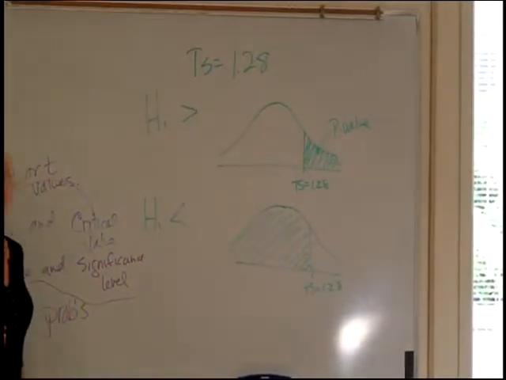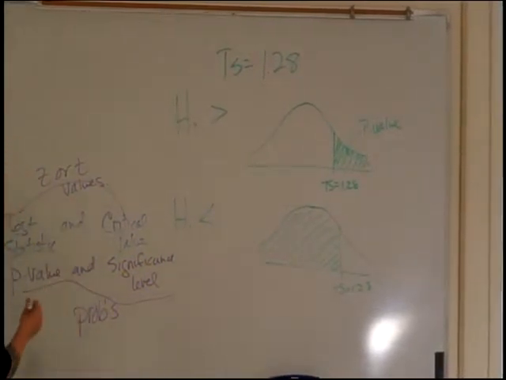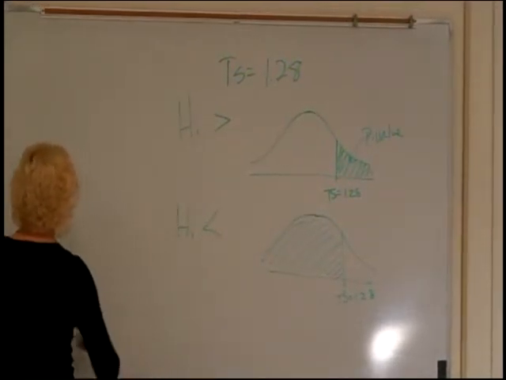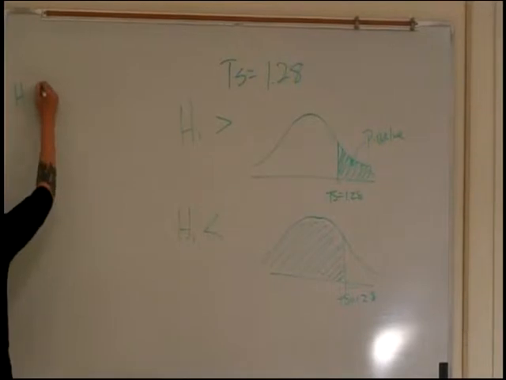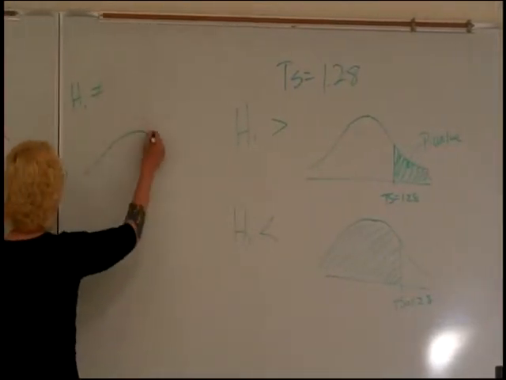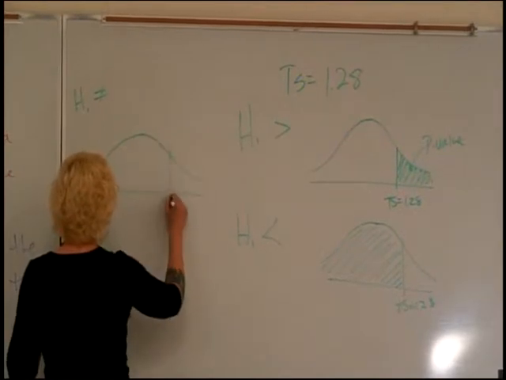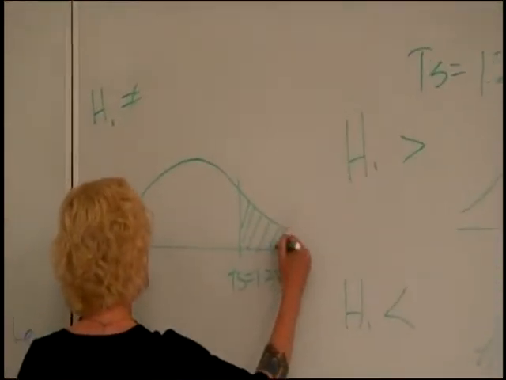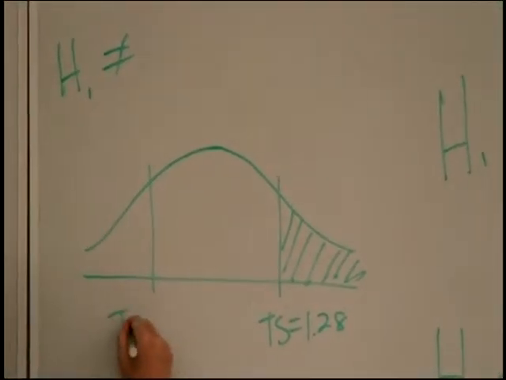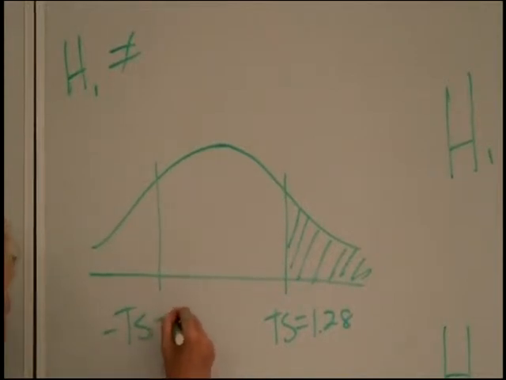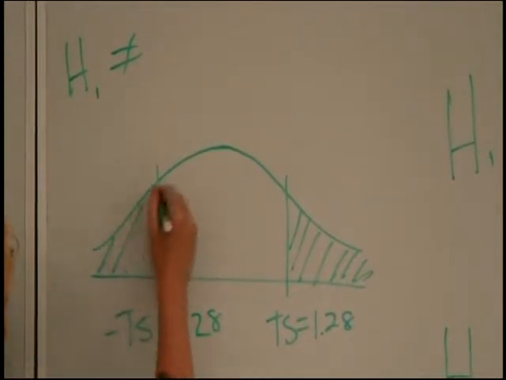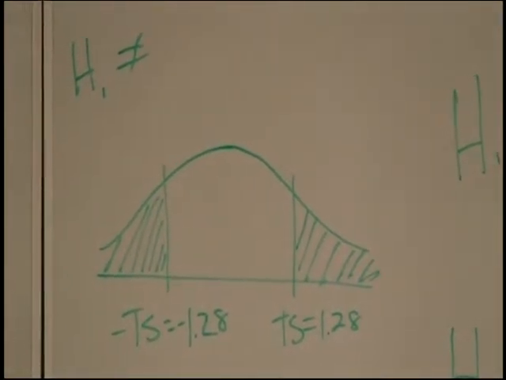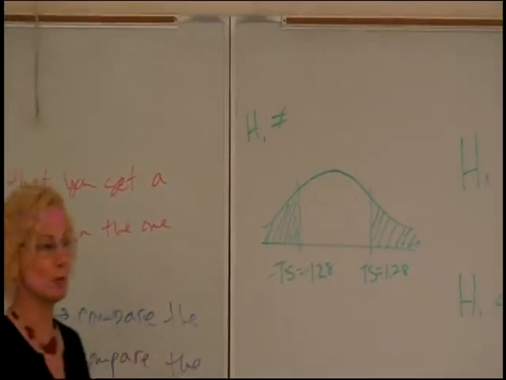So setting up your test correctly is crucial. And then, if you have a two-tailed test, so in H1 you have a not equal, say your test statistic is 1.28 still. Your p-value is the probability of getting something more extreme in either direction. There's your p-value. Does that make sense? The probability of getting a value more extreme than the one you observed.